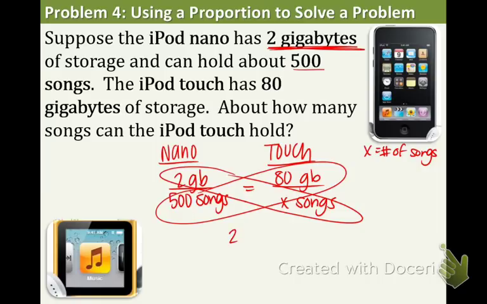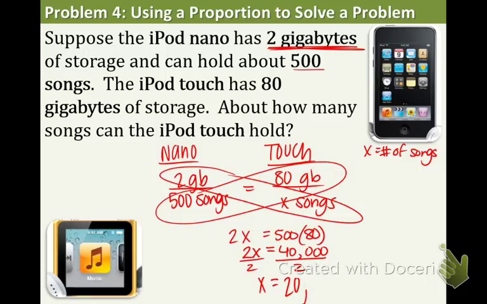So let's multiply. We have 2x on one side and 500 times 80 on the other. That is equal to 40,000 on the right. That's equal to 2x. One-step equation, divide both sides by 2, and you get 20,000. So on your iPod Touch, you can hold 20,000 songs, which is a ton. Okay, that completes example 4. The lesson check is remaining, but you can wait to do that until after we do similar problems together during class.